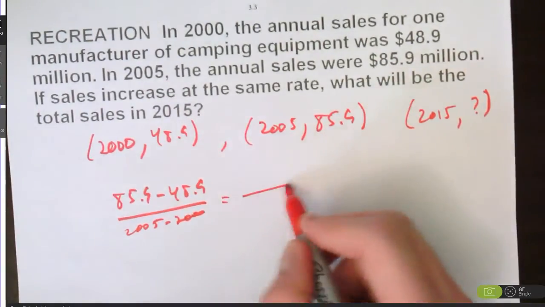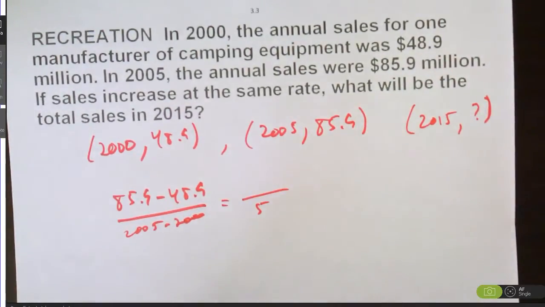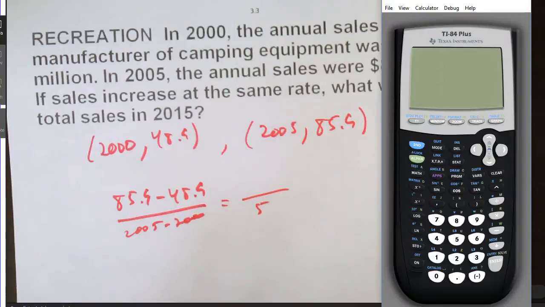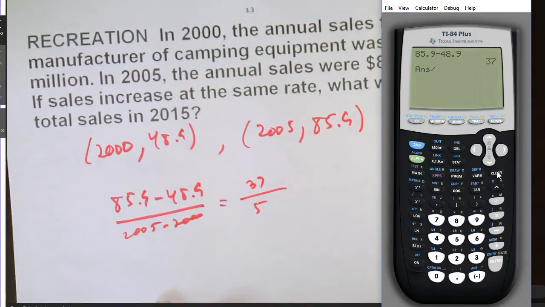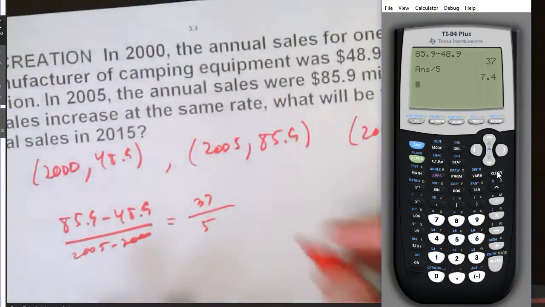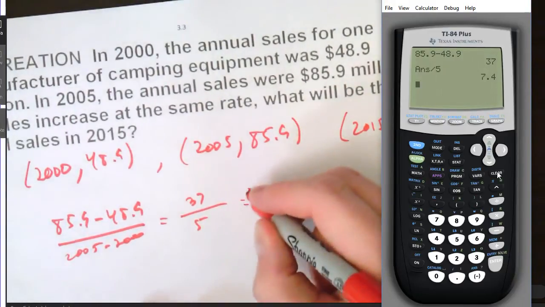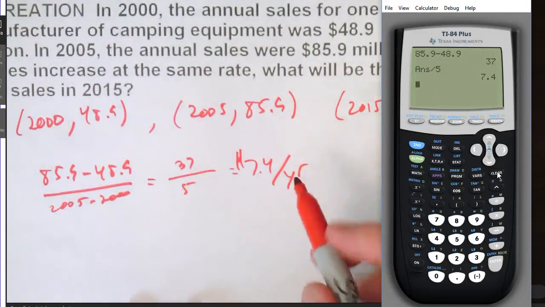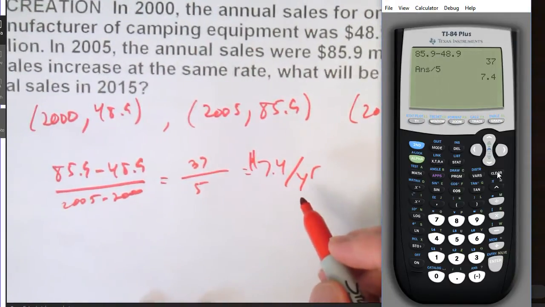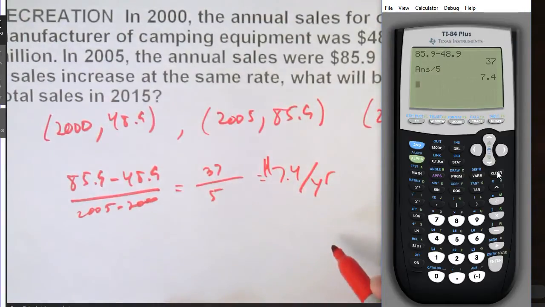Okay. Now on the bottom that's 5. Just to get the arithmetic right, because it's kind of late when I'm doing this, and I tend to be a little off on my arithmetic then. 85.9 minus 48.9 is 37. Okay, so 37 divided by 5 means $7.4 million per year is our increase. So writing $7.4 million every year to our equipment sales.